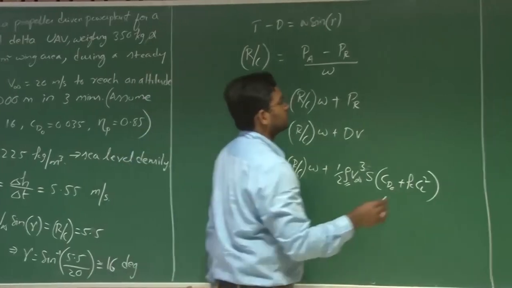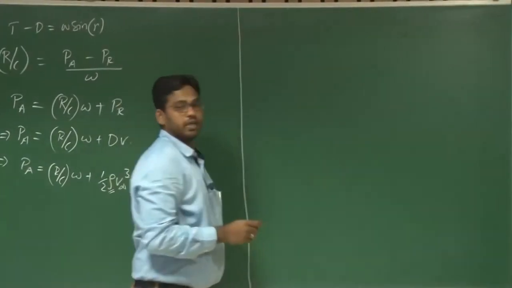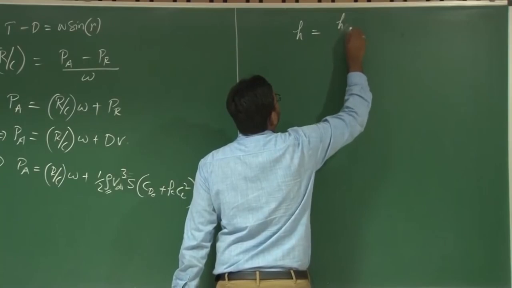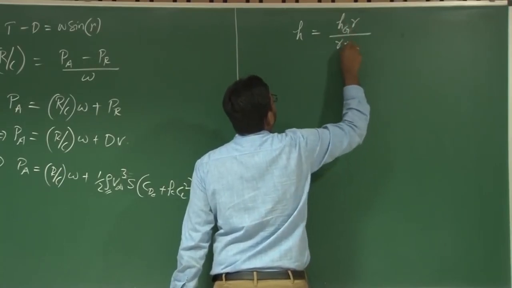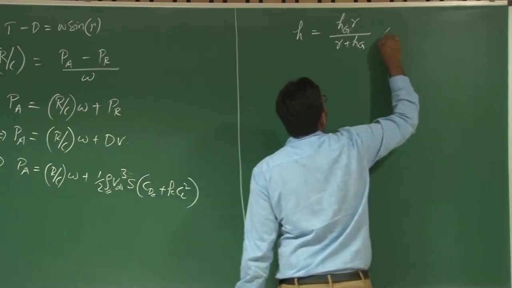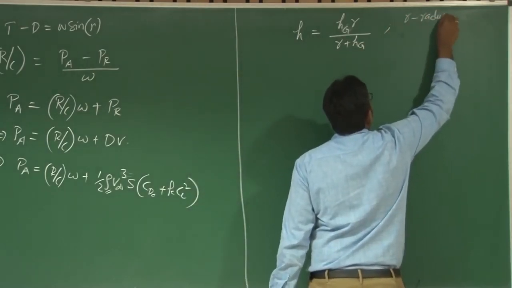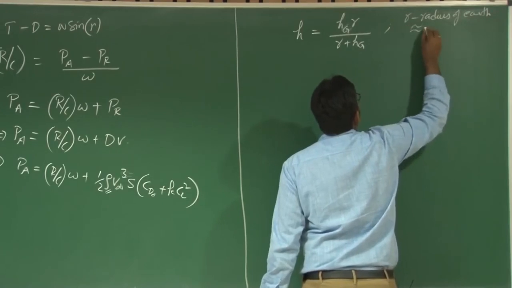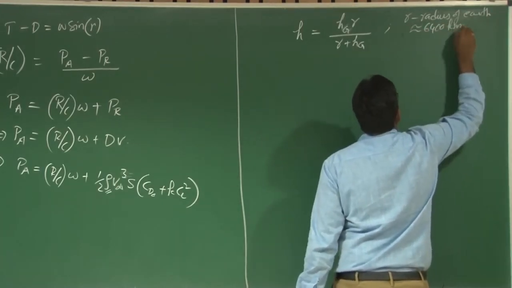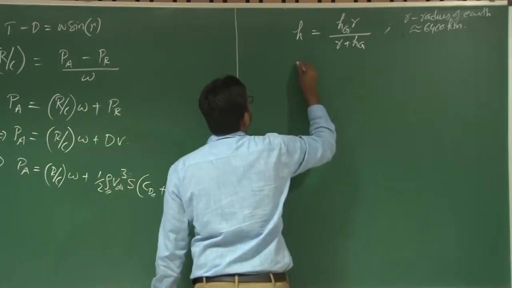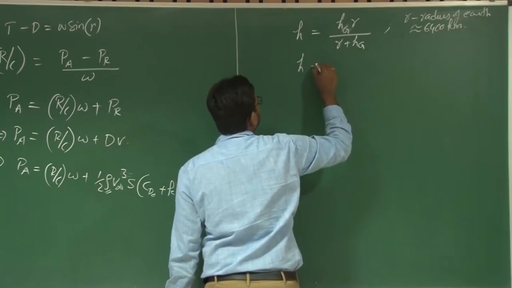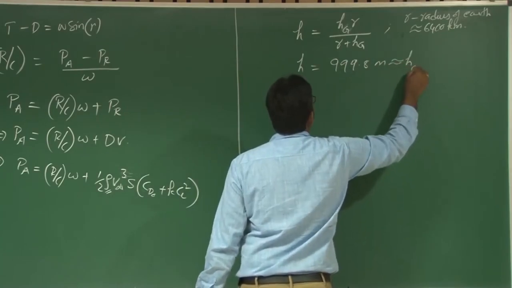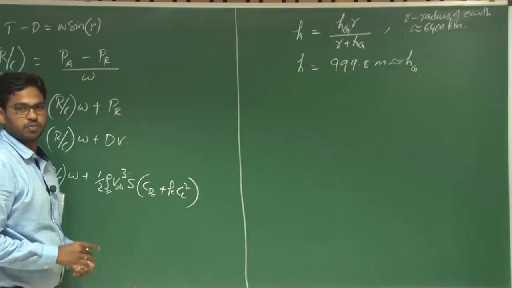To do that, let us recall our standard atmosphere. First, we will try to convert the geometric altitude to geopotential altitude, Hg is equal to R into H divided by R plus H, where R is the radius of Earth, approximately 6400 kilometers. So from here, for 1 kilometer altitude, it will be approximately 999.8 meters, which is almost equivalent to H. So it's not going to make much of a difference.